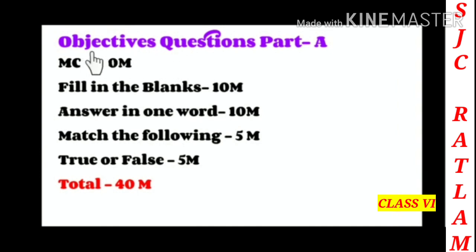Children, here you can see the objective question, that is Part A. The MCQ is for 10 marks, fill in the blanks 10 marks, answer in one word 10 marks, match the following 5 marks, true or false 5 marks. So the total marks of the objective question paper is 40 marks.